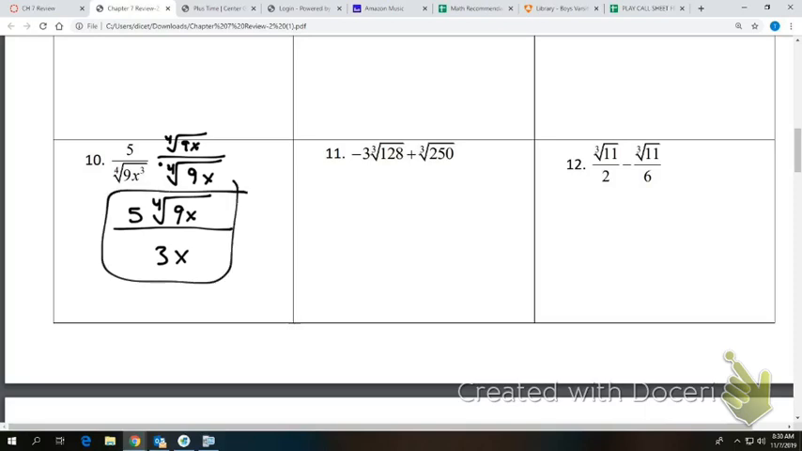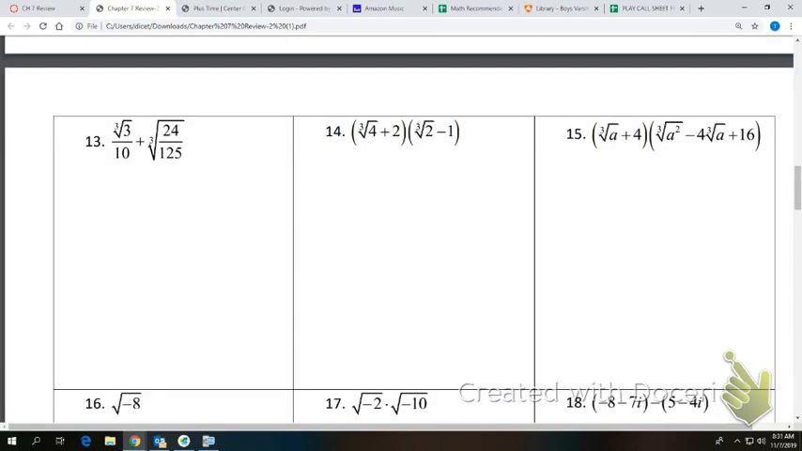So number 14, we're going to FOIL that binomial. And cube root of 4 times the cube root of 2 is a cube root of 8, which is what, guys? 2. Your outer would be just simply negative cube root 4. Your inner would be positive 2 times the 1 in front would be 2 cube root 2. And your last term would be 2 times negative 1, which is negative 2.